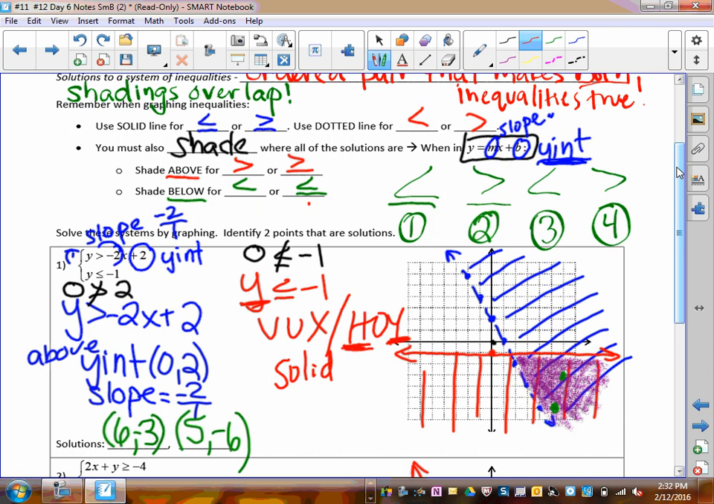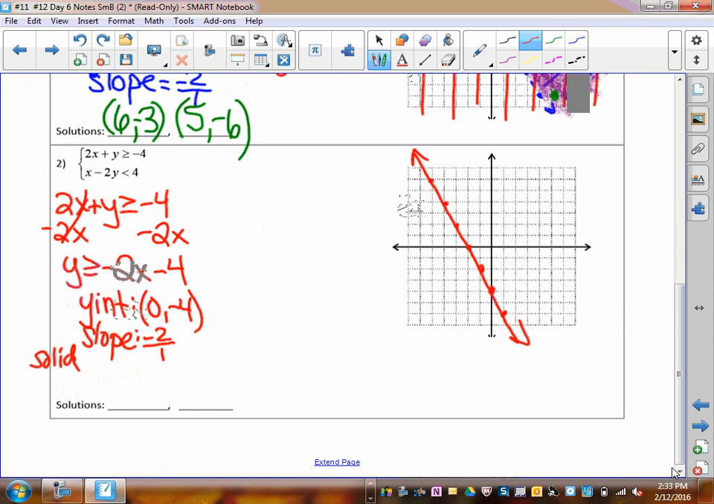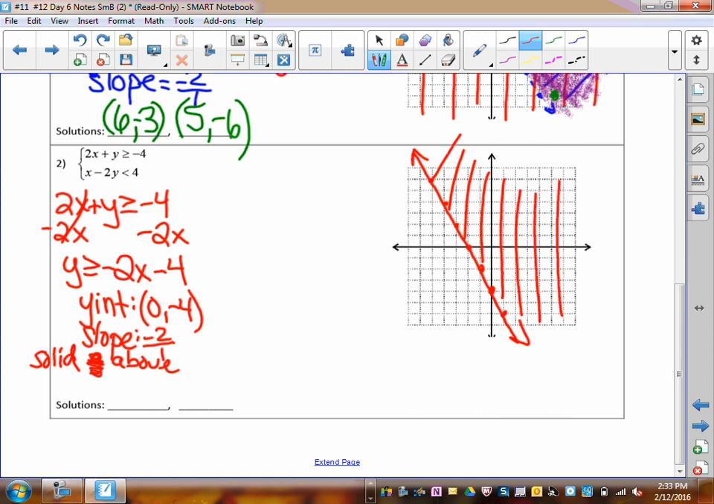Here's my greater than or equal to. What category does that fall under? Come on, Abby. Above. We're shading above. We have a greater than. Greater than is above. So on our line, we want everything greater than this line, so everything above it. You go from your line and you go up. Greater than is above.